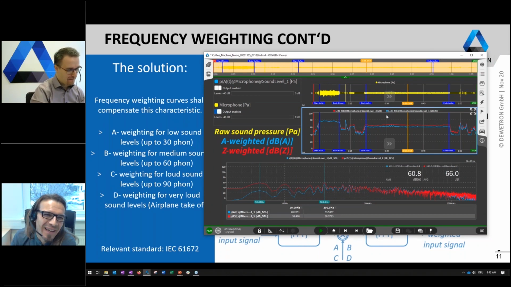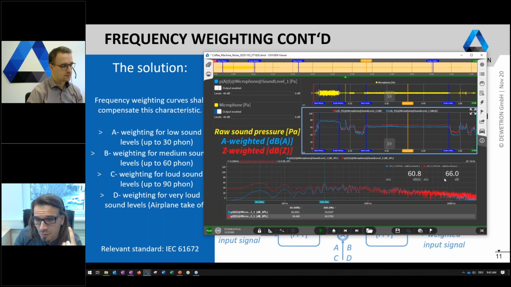Yeah, I made a quick, short recording of my coffee machine. There you see, when the coffee is made, the A-weighted sound pressure level in blue and the non-weighted sound pressure level, the Z level, in red. You see there is a significant difference when you weight your signals or don't. The A-weighted sound pressure level is approximately 61 dB, and the non-weighted Z sound pressure level is approximately 66 dB. And when you keep in mind that a sound pressure level increase of 6 dB means a double sound pressure level, there's a huge difference between A-weighted and non-weighted signals.